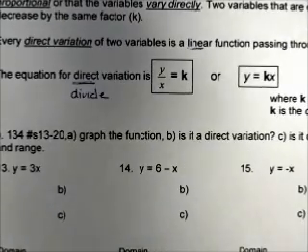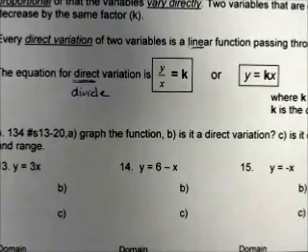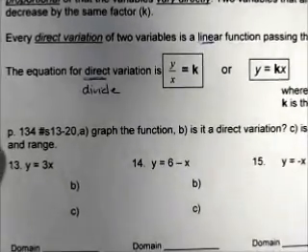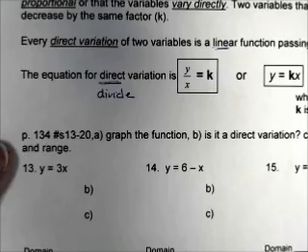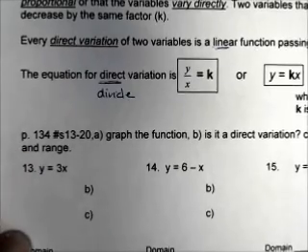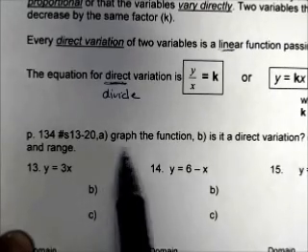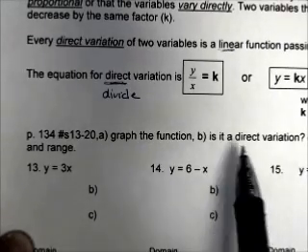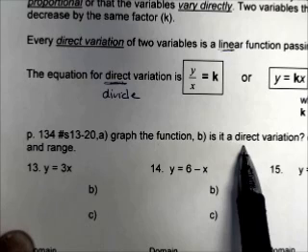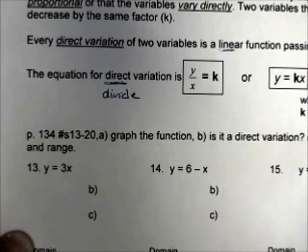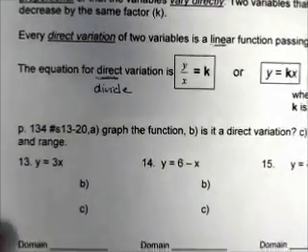Now, on this page, what we're going to do are questions 13, 17, 16, and 20. The directions came right from the textbook, but everything's typed out for us. What we need to do here is graph the function. A, graph the function. B, is it a direct variation, yes or no? C, is it one-to-one, yes or no? And then state the domain and range.